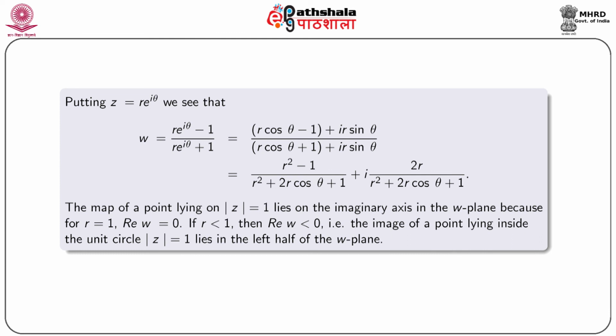The map of a point lying on mod z equal to 1 lies on the imaginary axis in the w plane, because for r equal to 1 the real part of w equal to 0. If r less than 1, then we see that real part of w less than 0, that is the image of a point lying inside the unit circle mod z equal to 1 lies in the left half of the w plane.